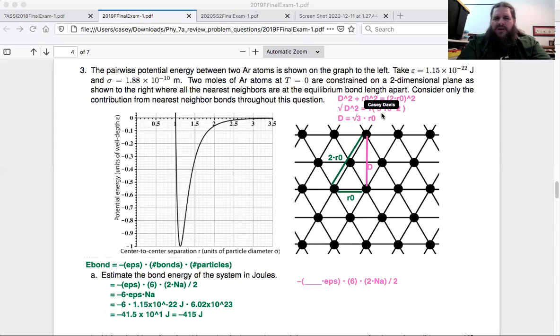Also, what's R naught in terms of this graph? Because this graph is marked in sigma, right? What's R naught? Or what's our usual? Sorry, is it 1.12 sigma? Yeah, we generally assume that R naught is about 1.12 times sigma. R naught is approximately 1.12 sigma.